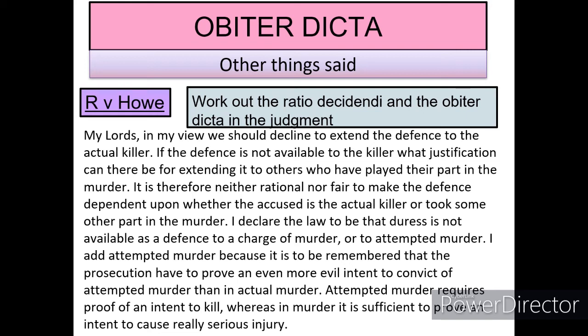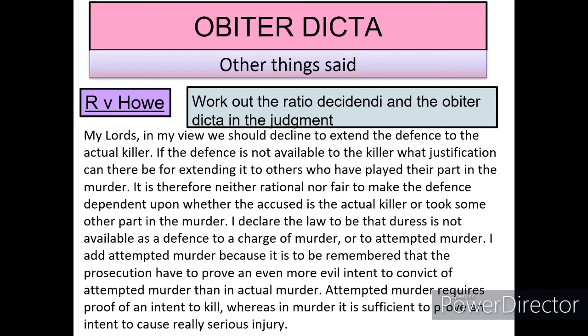My lords, in my view, we should decline to extend the defence to the actual killer. If the defence is not available to the killer, what justification can there be for extending it to others who have played their part in the murder? It is therefore neither rational nor fair to make the defence dependent upon whether the accused is the actual killer or took some other part in the murder.